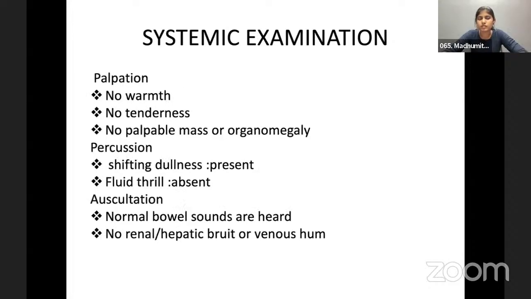Palpation, no warmth or tenderness is seen. No palpable mass or organomegaly is present. Percussion, shifting dullness is present. Fluid thrill is absent. Auscultation, normal bowel sounds are heard. No renal or hepatic bruit or venous hum is present. In case you are feeling any tenderness, what will you think?